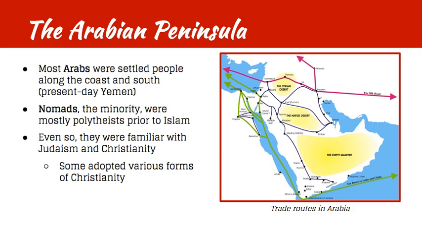They would have interacted with Zoroastrians in Persia. They would have interacted with Christians in the Byzantine Empire. They would have interacted with Jews in Israel. So it was not uncommon. There were some Arabs actually who adopted some forms of Christianity.